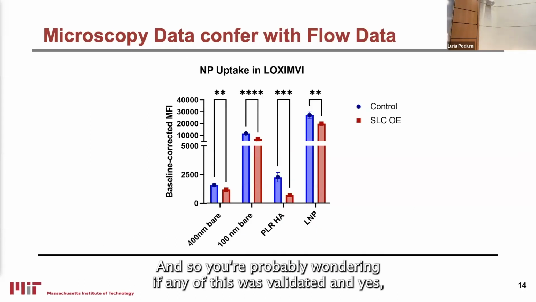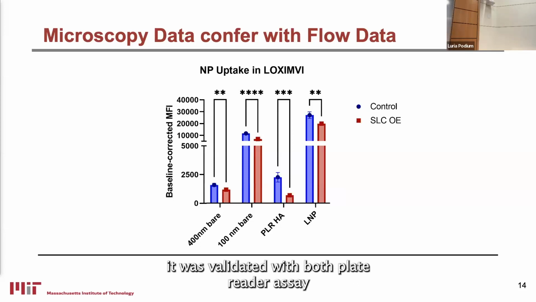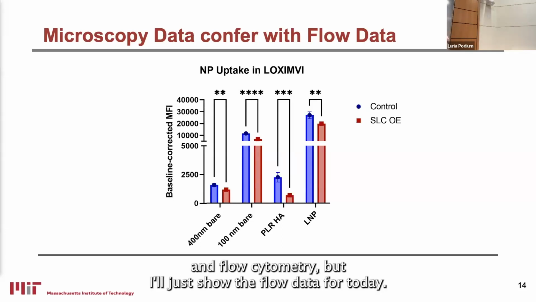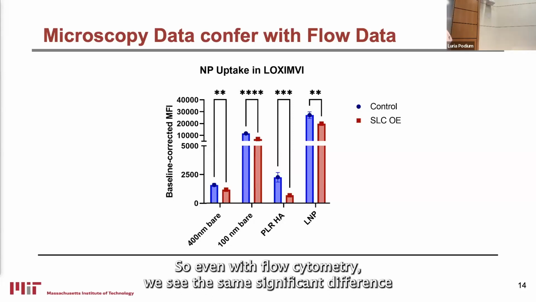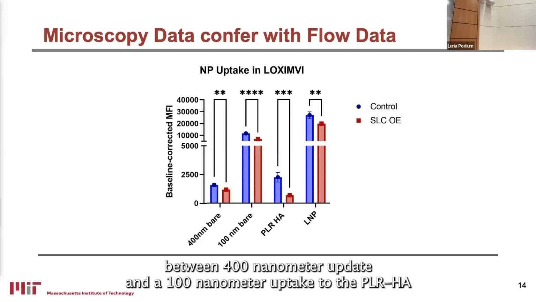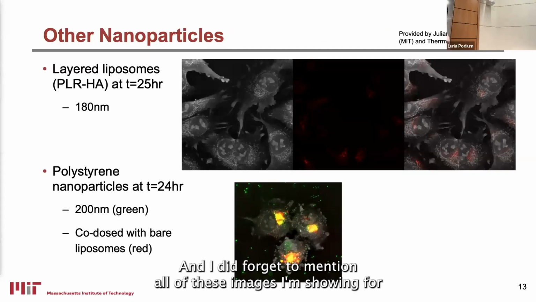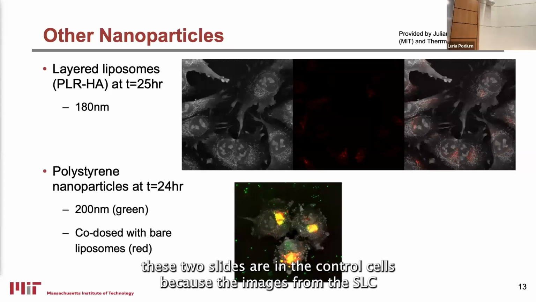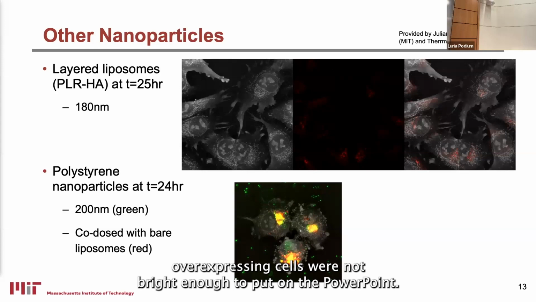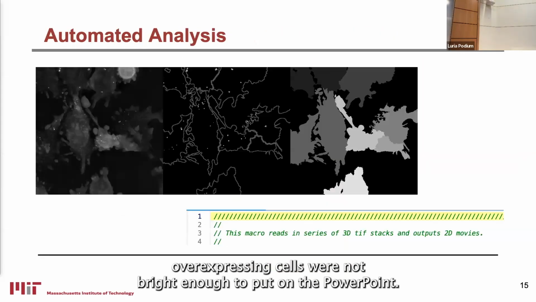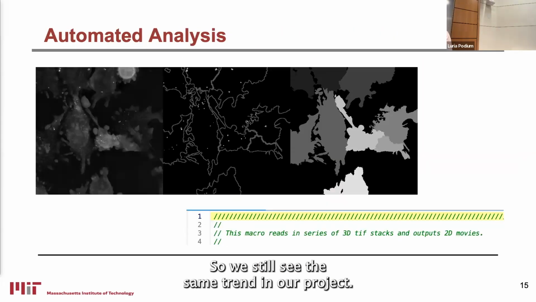And so you're probably wondering if any of this was validated, and yes, it was validated with both a plate reader assay and flow cytometry, but I'll just show the flow data for today. So even with flow cytometry, we see the same significant difference between 400 nanometer uptake, 100 nanometer uptake, PLRHA, and the lipid nanoparticles. And I did forget to mention, all of these images I'm showing for these two slides are in the control cells, because the images from the SLC overexpressing cells were not bright enough to put on a PowerPoint. So we still see the same trend in our project.